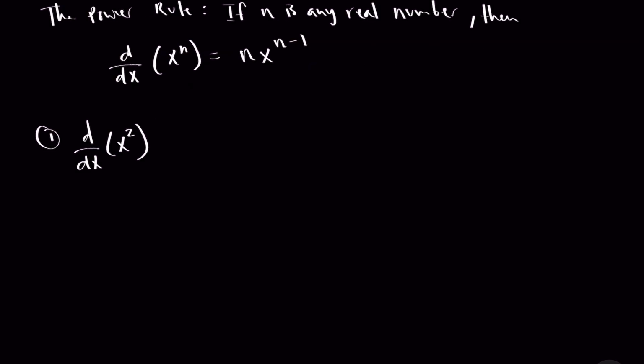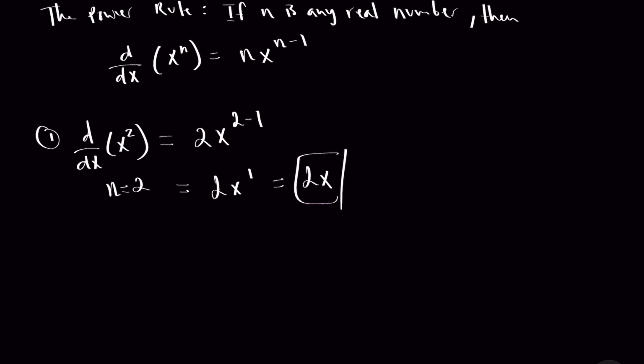So the first example we have is the derivative of x squared. So our exponent is n equals 2. So we'll have 2 times x, again, the variable. And then our exponent was 2, and we're going to have to subtract 1 from it. So 2 times x, and 2 minus 1 is just 1, but we don't write 1. We're just going to write 2x. So the derivative of x squared is 2x.